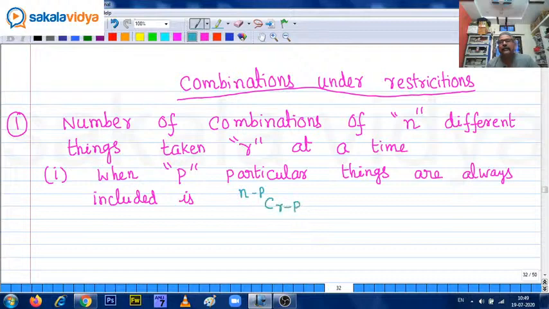So always remember one thing: without any condition it is nCr. Whenever p particular things are included, subtract p from the total and subtract p from the selection. You remember it like this: n minus p C r minus p. Right. Next, the second one.